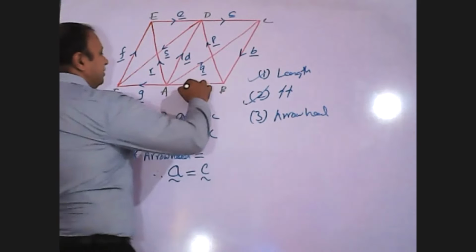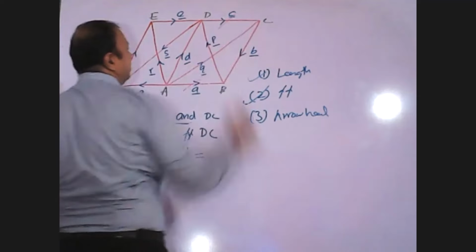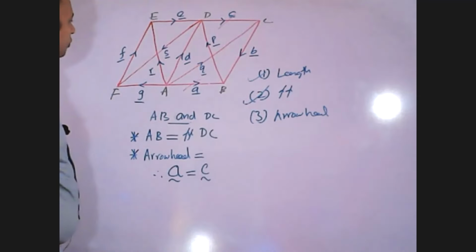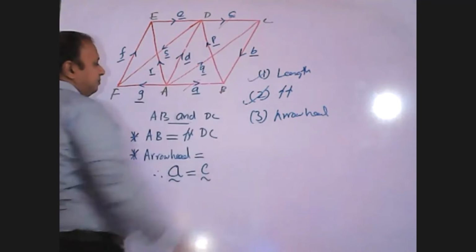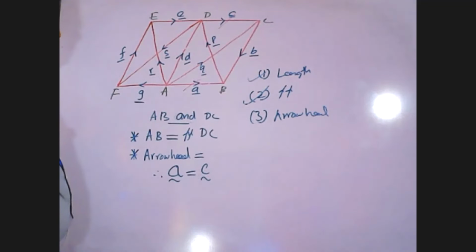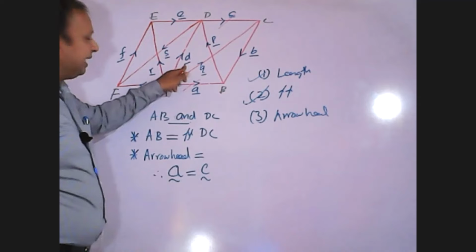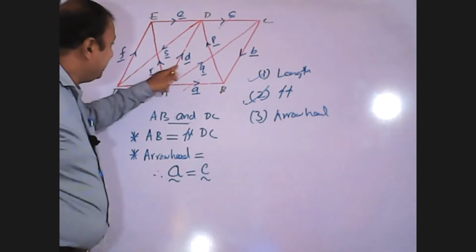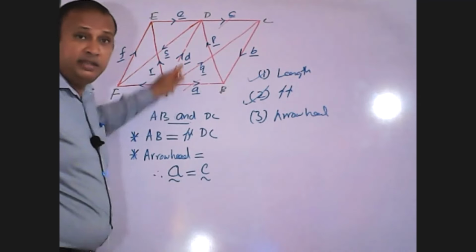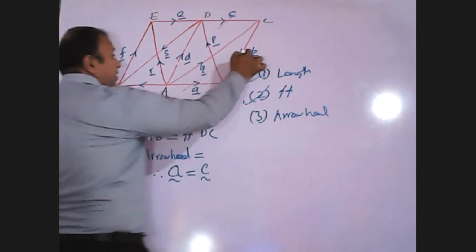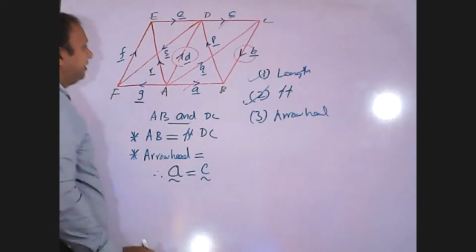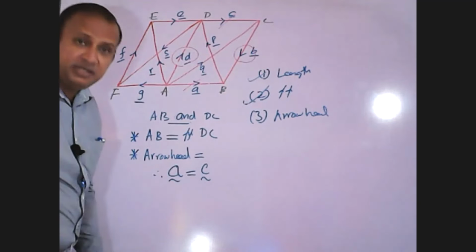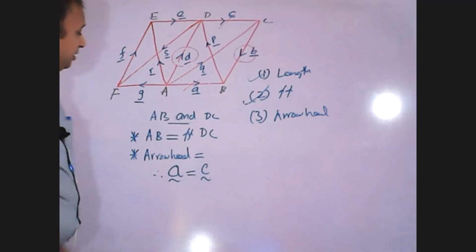I have taken these two. Then I can go to the next opposite sides. This one, B and C. You can clearly see the others are equal, but look at the arrowhead direction of B and C. Look at the arrowhead direction B and D. They are in opposite direction.